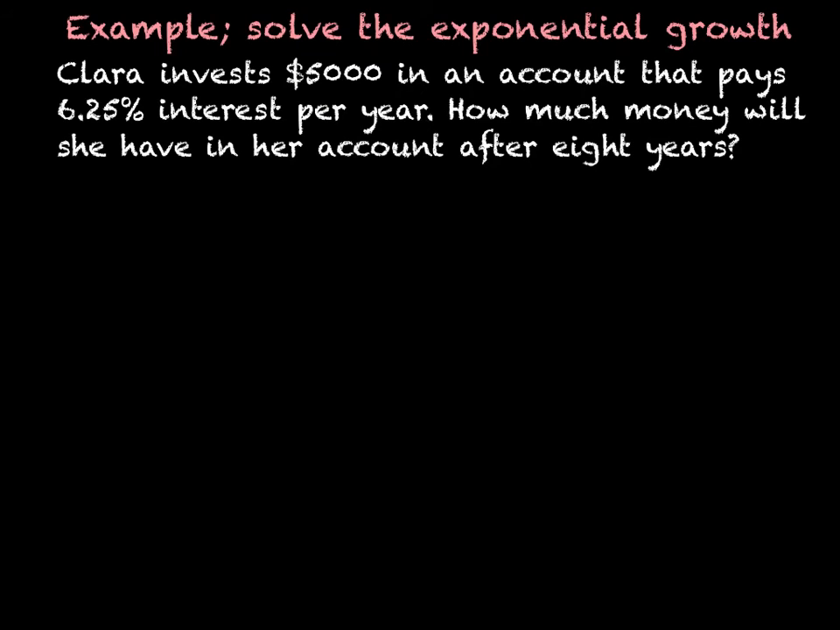Now we're going to do some examples. Clara invests $5,000 in an account that pays 6.25% interest to her each year. How much money will she have left in her account after 8 years? So we need to come up with our formula. A of t equals a times 1 plus whatever my rate is to the power of t. So now we just need to fill in what we don't know. So fill in the a, the r, and the t.